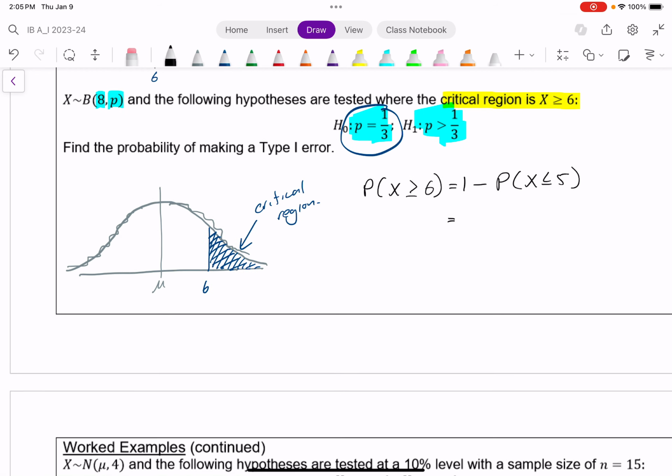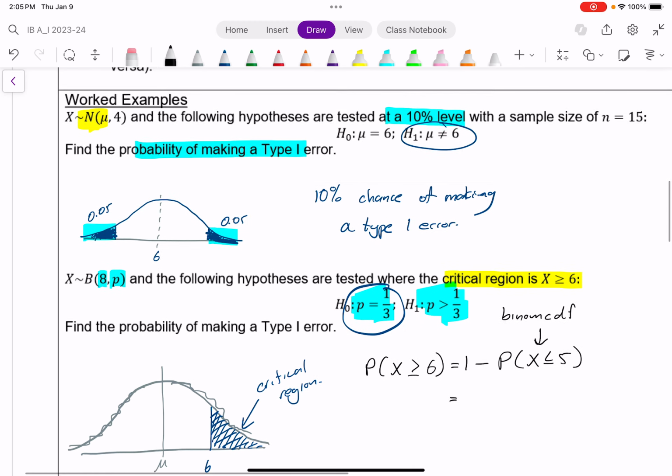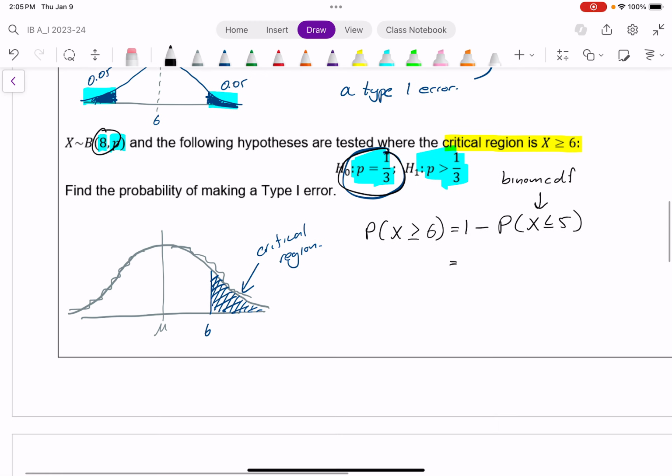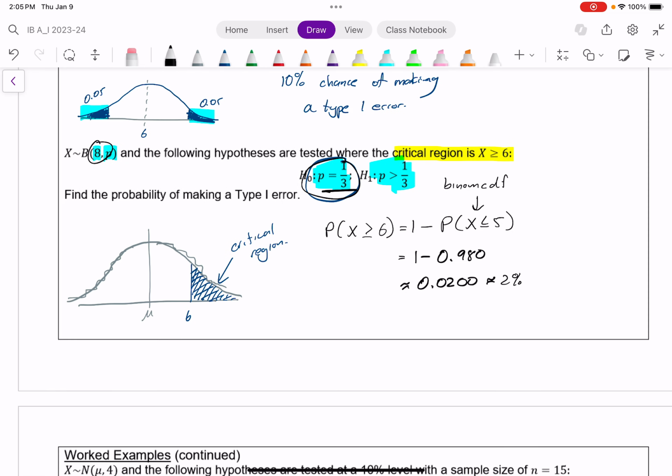With that said, this is now pretty quick. I can go to my GDC and use the binomial cumulative distribution function for this part right here, with 8 trials and a probability of 1/3. Again, going back to our null hypothesis, we should get about 1 minus 0.980, or approximately 0.0200, which is about a 2% probability. Which means if this probability of success is correct, there is a 2% probability that we will reject that null hypothesis even though it's correct, because there's a 2% probability that our results will end up in that small critical region.